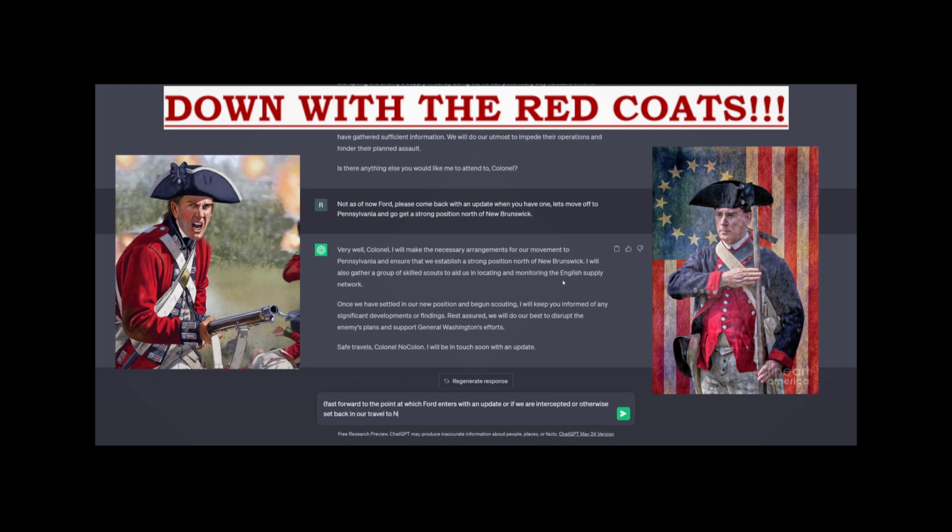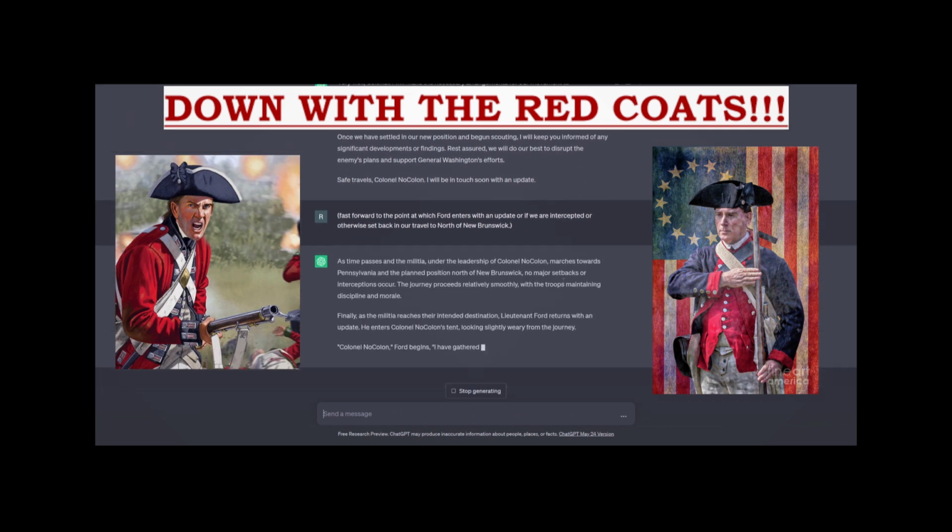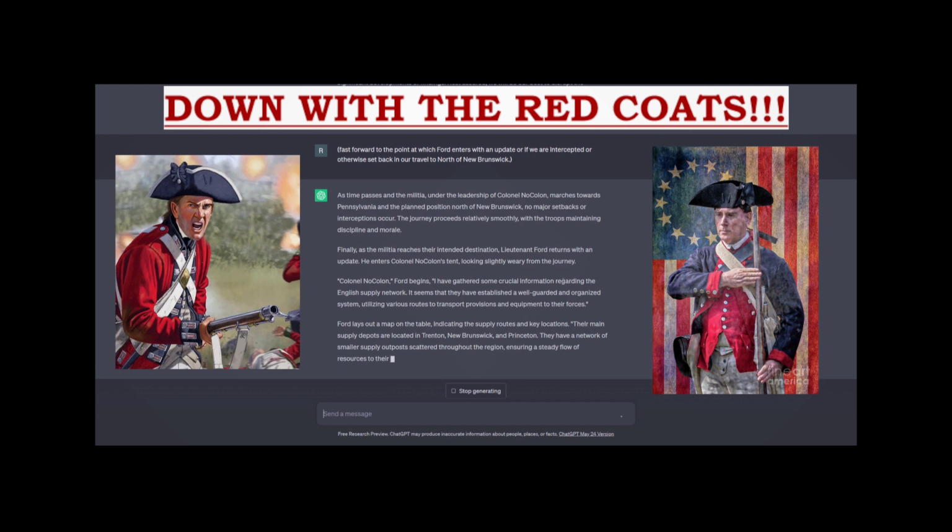Time passes. Militia under leadership of Colonel Nocolin marches towards Pennsylvania in the planned position north of New Brunswick. No major setbacks or interceptions occur. The journey proceeds relatively smoothly, with the troops maintaining discipline and morale. That's good.